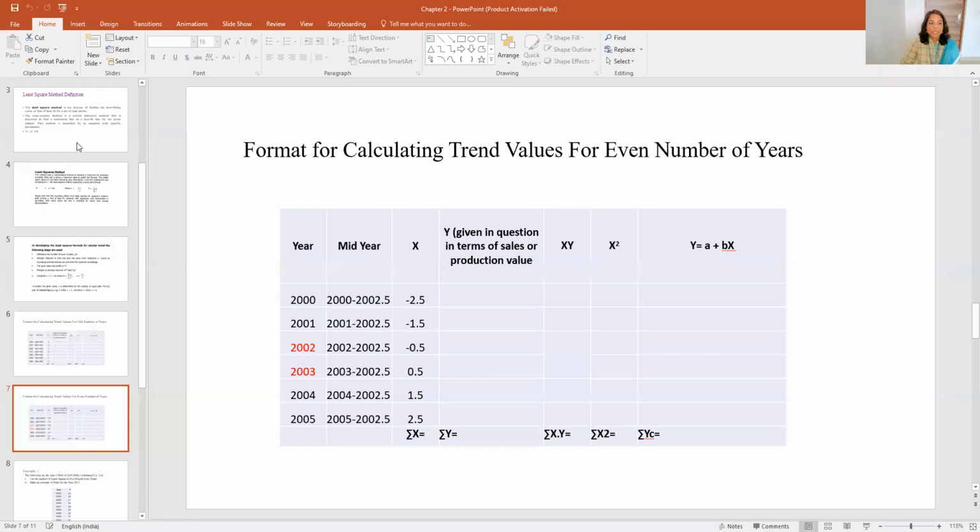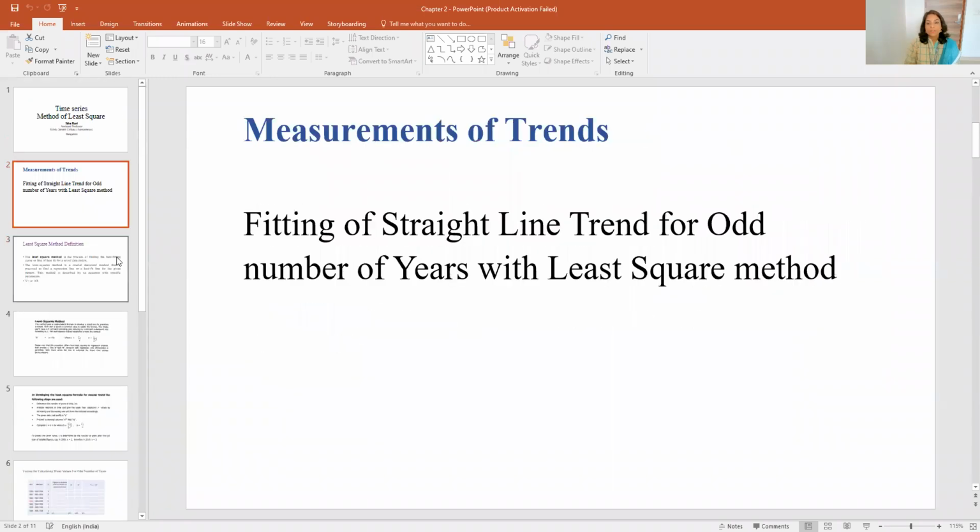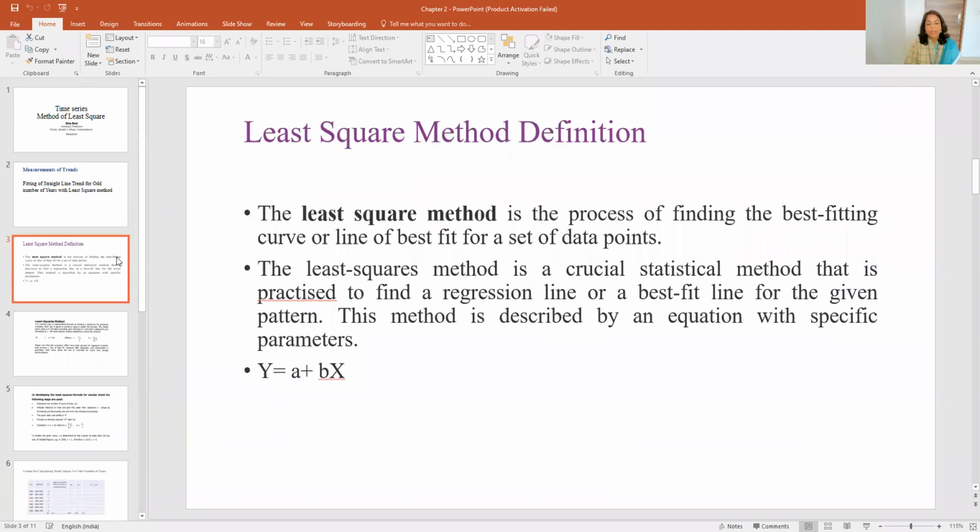Today in this video, I'll be talking about how to calculate the fitting of straight line trend with the least square method. The least square method is the process of finding the best fitting curve or line, or best fit, for a given set of data points. It is a crucial statistical method that is practiced to find a regression line or best fit line for the given pattern. This method is described by an equation which you have to remember.